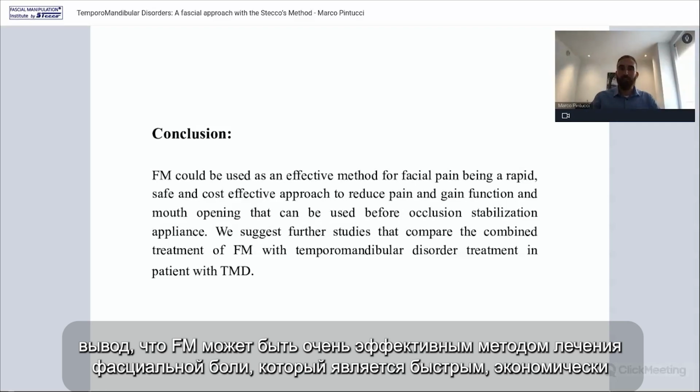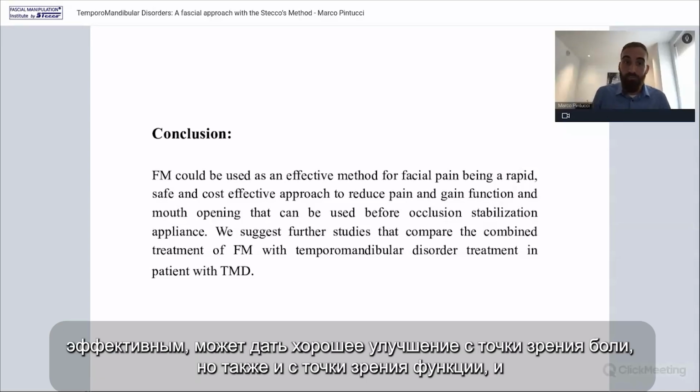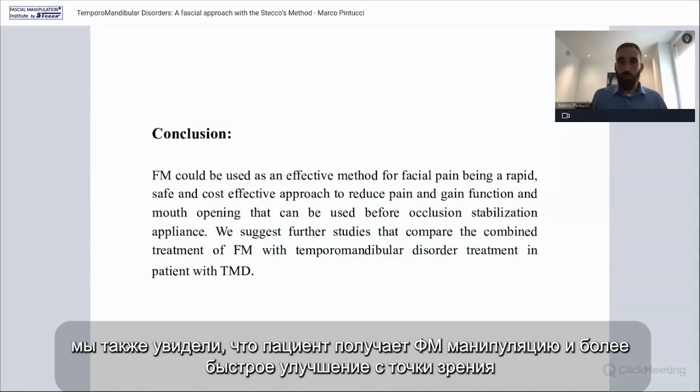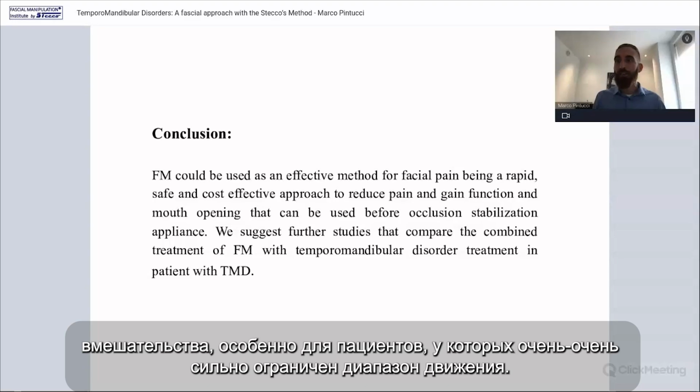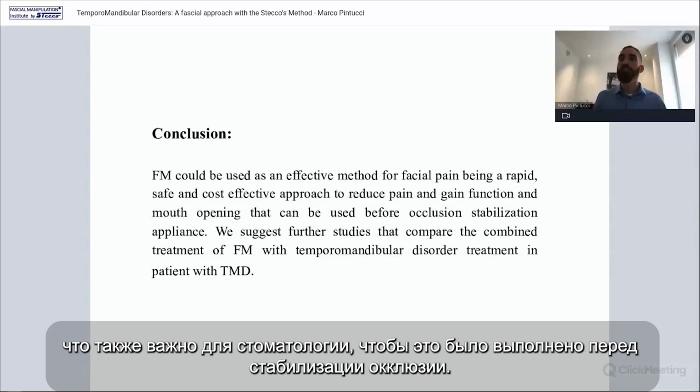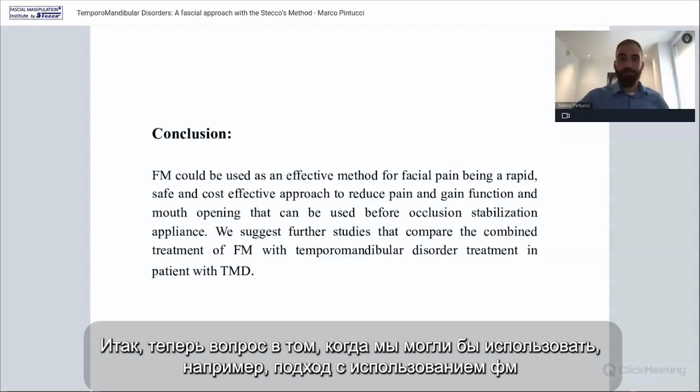So our conclusion is that FM could be a very effective method for fascial pain, which is rapid, fast, cost-effective, and can give a good improvement in terms of pain, but also in terms of function. And we also saw that the patients that received fascial manipulation had a quicker improvement in terms of range of motion. So it could also be used as an adjunct therapy for the normal odontological intervention, especially for the patients that have a very strong limitation of range of motion, which is also difficult for the dentist to treat, and also to use the appliance.